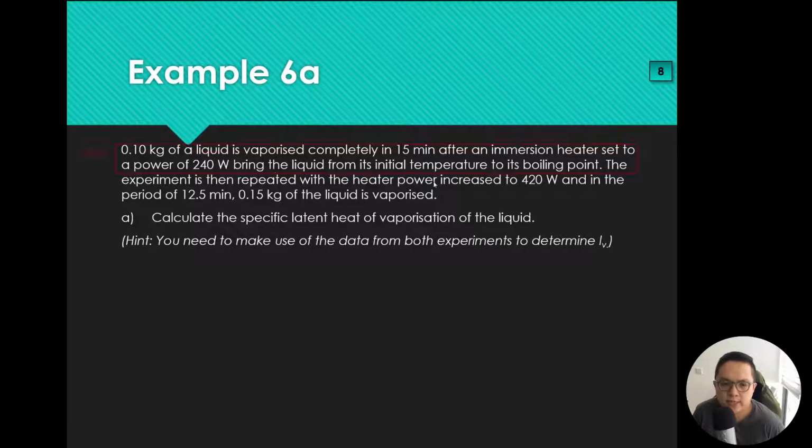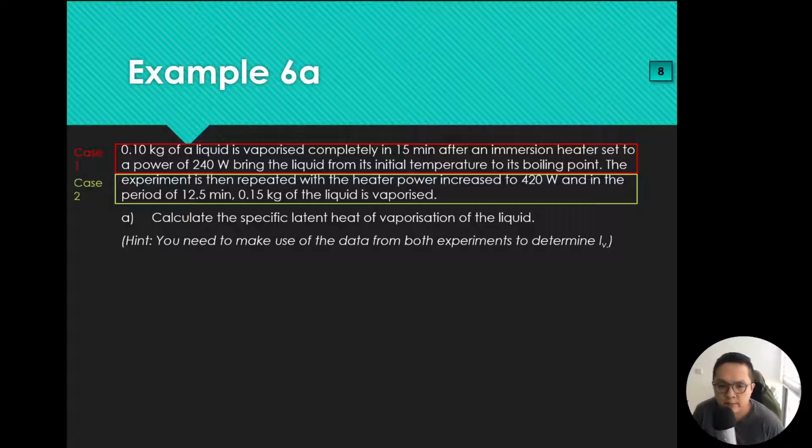So basically there's case 1 and there's case 2. If you choose to use case 1 alone to calculate the specific heat of vaporization, and then you compare to case 2, you realize that the answers are not the same, because there's actually heat loss to the surroundings. So we need to use the two cases to establish what the heat loss is, which is for the next part. Then you can use it to solve for the specific latent heat of vaporization.